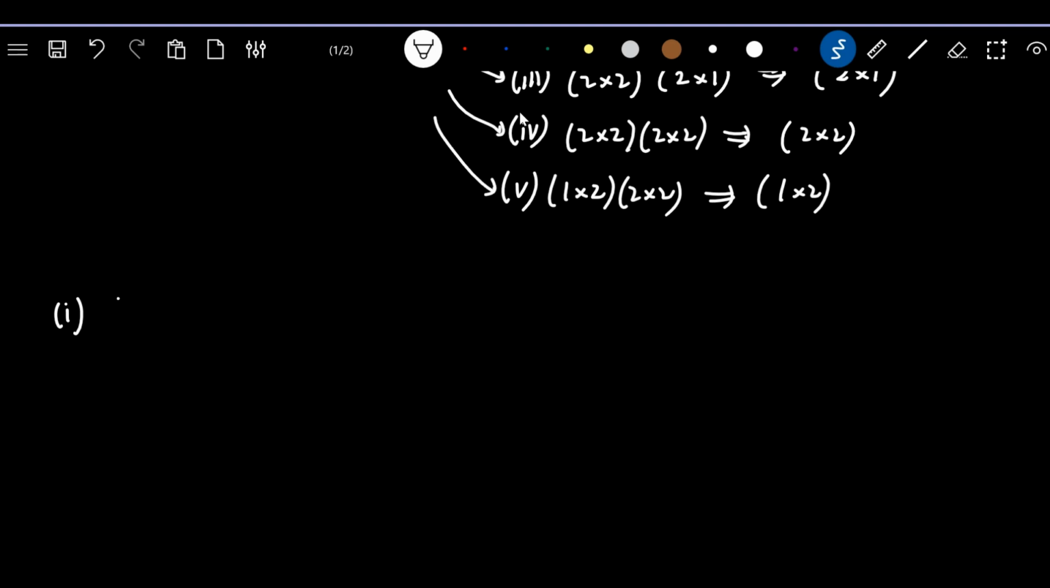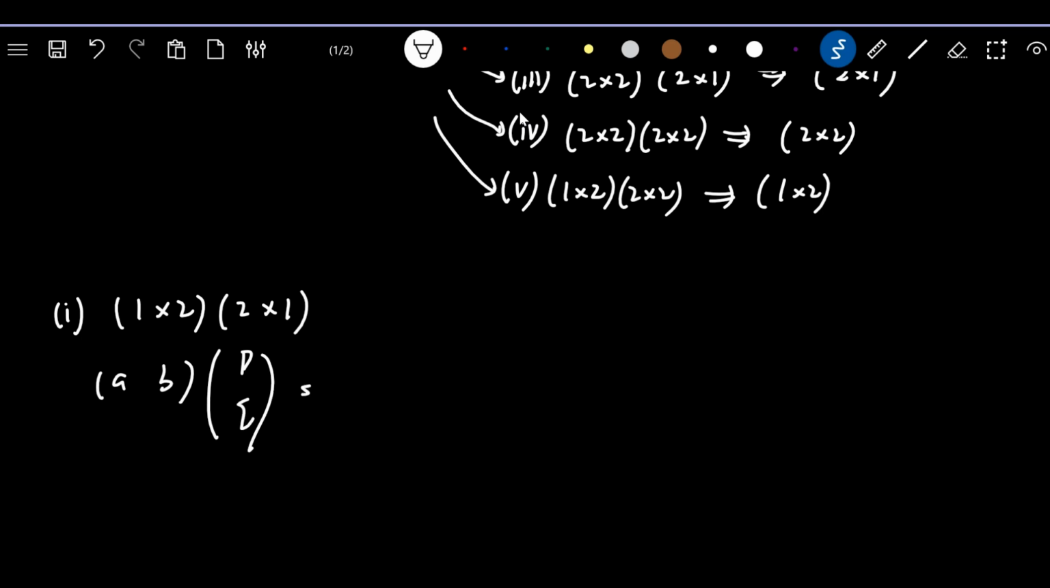The first case is a 1 times 2 matrix and a 2 times 1 matrix. So I give an arbitrary example, AB times PQ. What we need to do is take A times P, so AP, and then there is a right column beside A, so we need to add B times Q, BQ, like this.